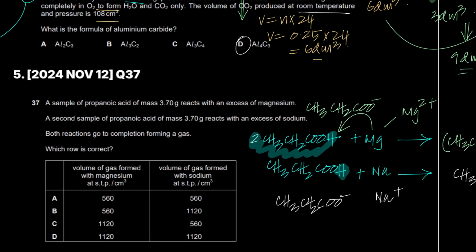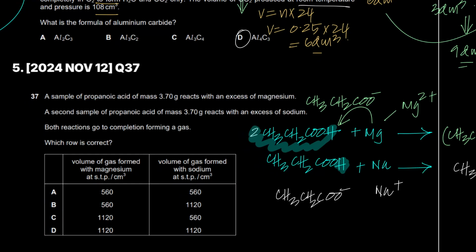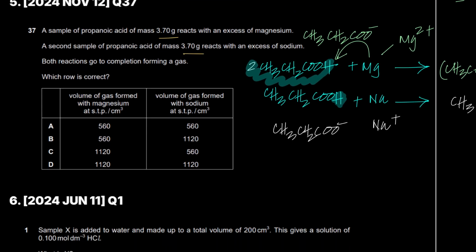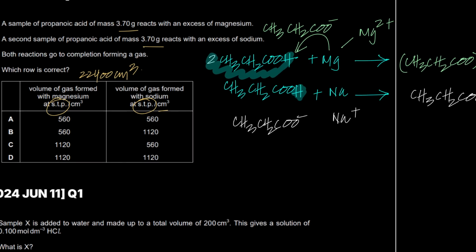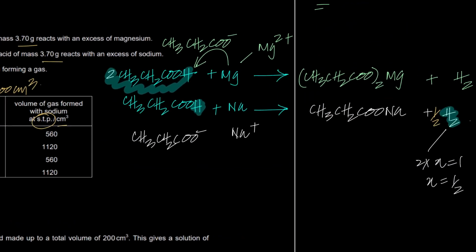Now, he's saying 3.7 grams of propanoic acid is reacted here and the same 3.7 grams is reacted here. What is the volume of gas formed at standard temperature and pressure? STP. So we're going to use, it's in centimeter cube, so we're going to use 22400 cm cube because one decimeter cube is 1000 centimeter cube, so 22.4 dm cube, which is at STP, is 22400 cm cube. Done. Now, he's saying which volume of gas is produced.